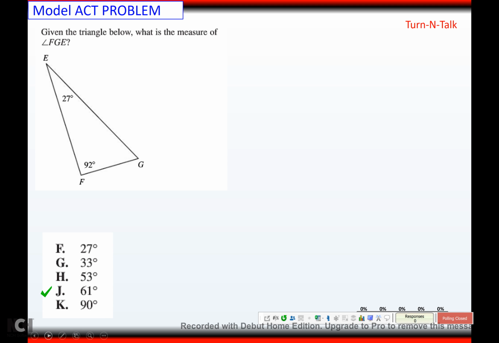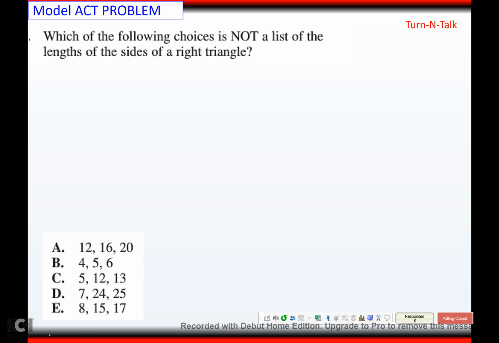And hopefully you got 61. It says, given the triangle below, what is the measure of angle FGE? Well, the three angles of a triangle have to add up to 180. So if I take 180 minus 92 minus 27, that leaves me with 61 degrees. Okay? Try this one, hit pause, come back when you're ready.